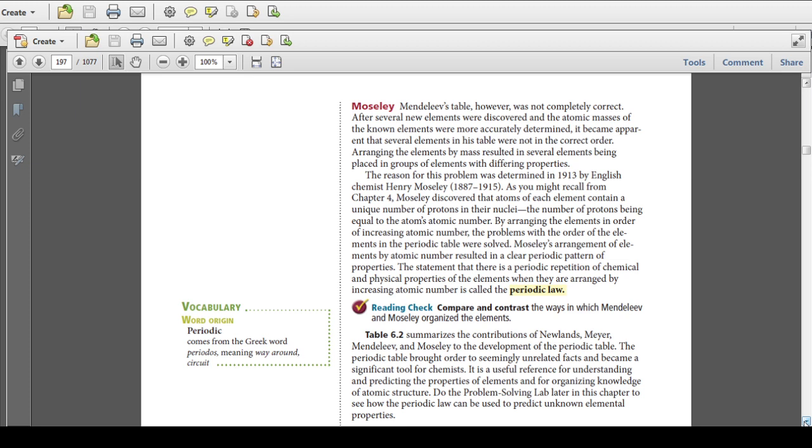As you might recall from Chapter 4, Moseley discovered that atoms of each element contain a unique number of protons in their nuclei, the number of protons being equal to the atom's atomic number. By arranging the elements in order of increasing atomic number, the problem with the order of the elements in the periodic table was solved. Moseley's arrangement of elements by atomic number resulted in a clear periodic pattern of properties. And the statement that there is a periodic repetition of chemical and physical properties of the elements when they are arranged by increasing atomic number is called the periodic law.